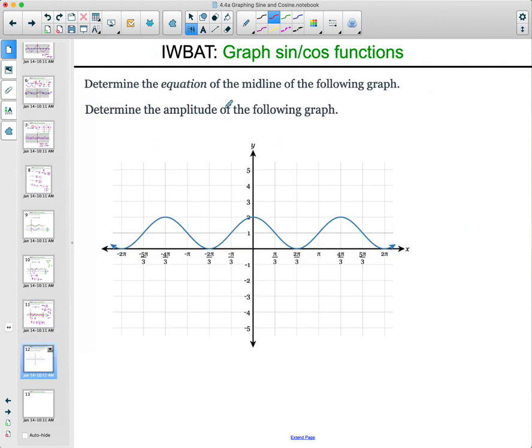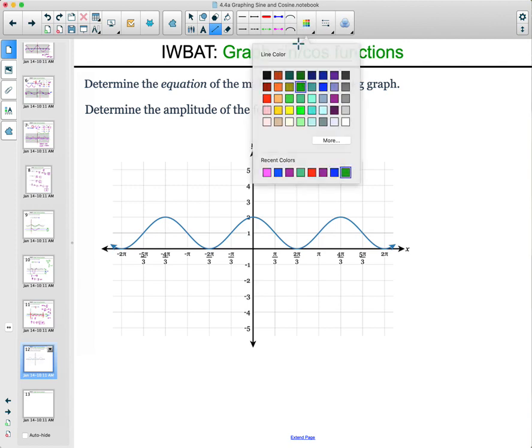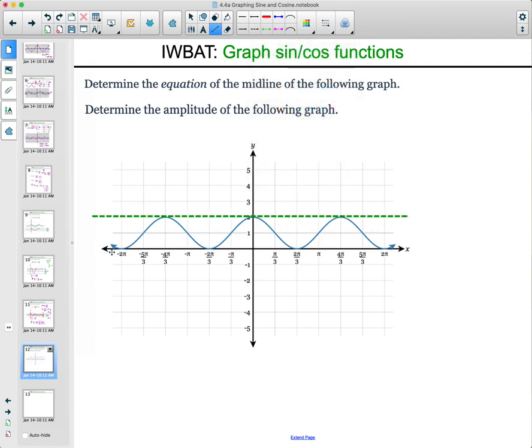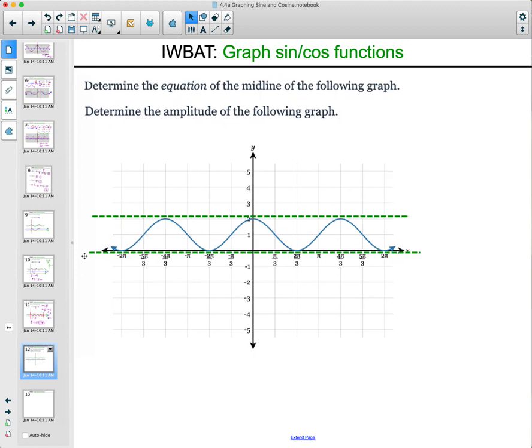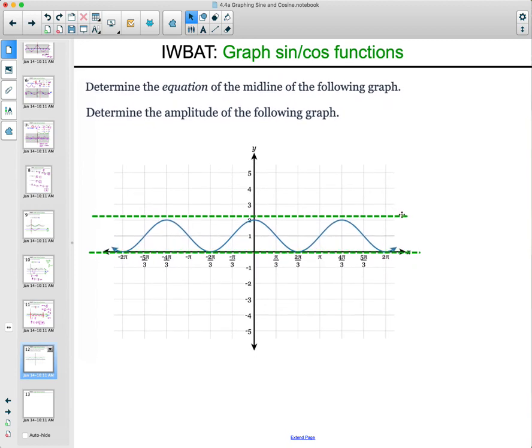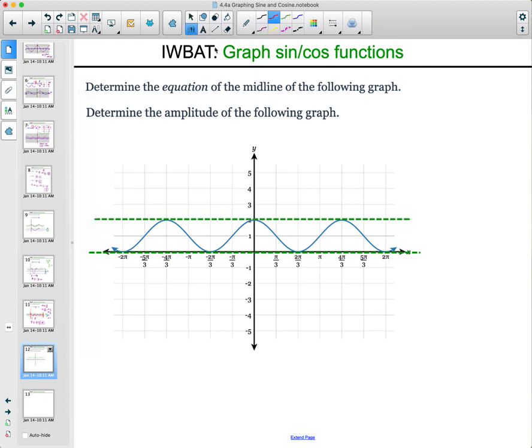All right, last one. Determine the equation of the midline of the following graph and the amplitude. So just come up with the equation of the midline and what is the amplitude. I like to draw on the amplitude first, because it's the top and the bottom, and then right in the middle of that is where you need your midline. So the top is at 2, the bottom is at 0. Right in between there is going to be your midline. So in this case, y equals 1.